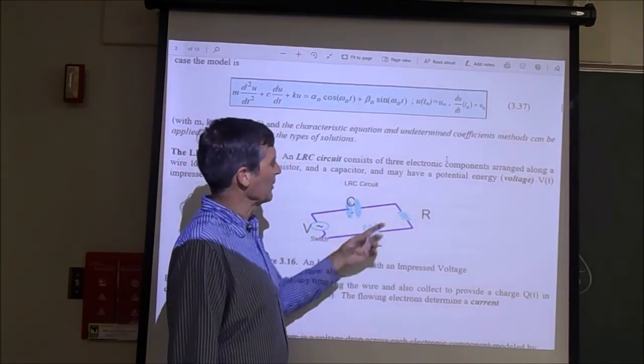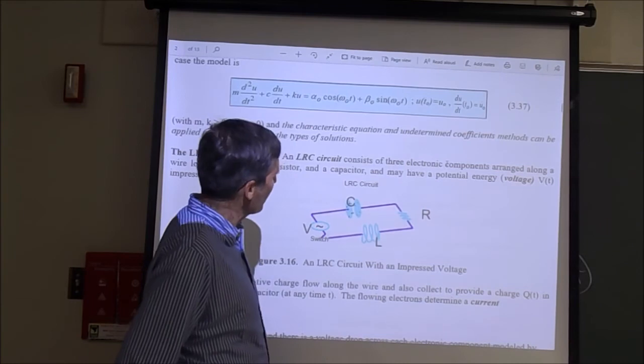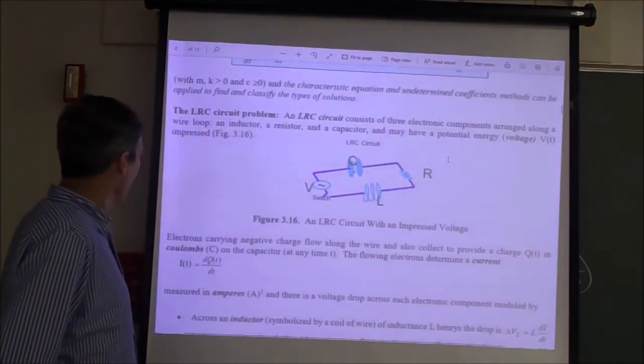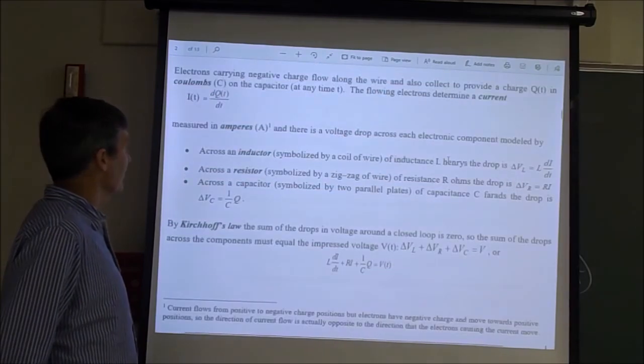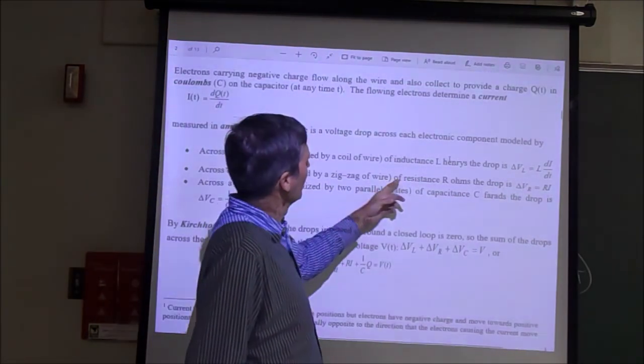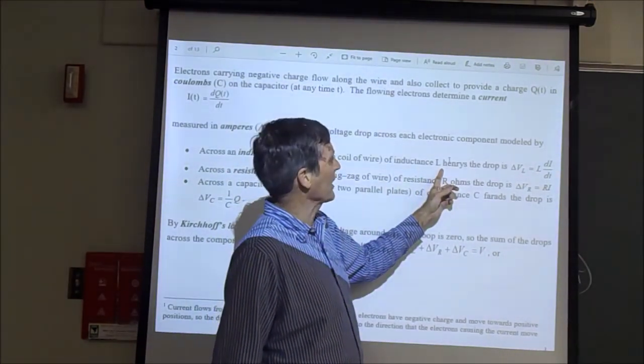So that's the symbol for the resistor. And then two parallel plates symbolize a capacitor where charges plus and minus build up on both sides. And all three of those components have a voltage drop going across them. Across the inductor, it has some constant L called its inductance.